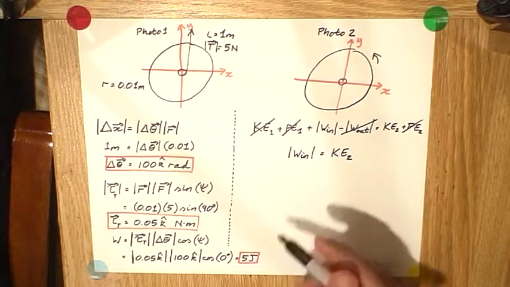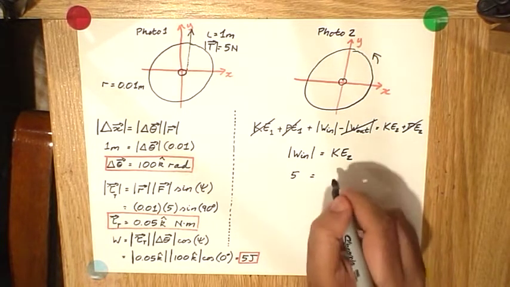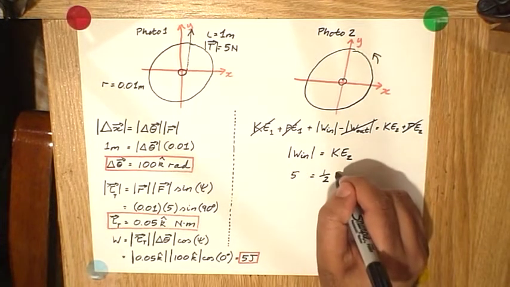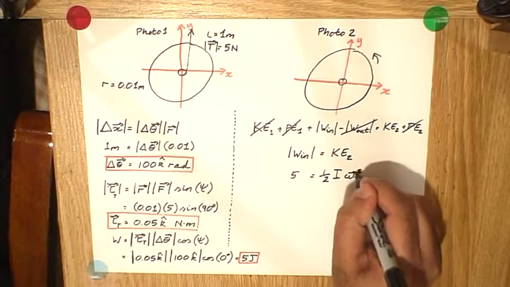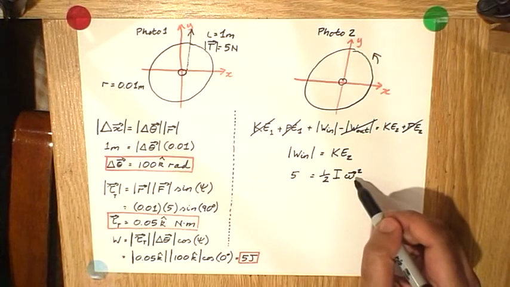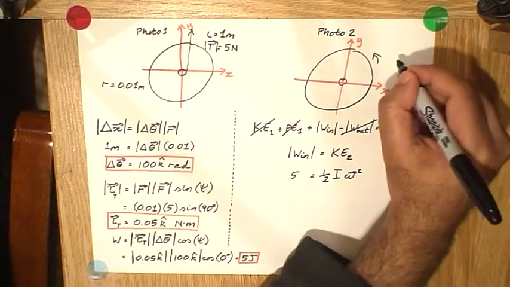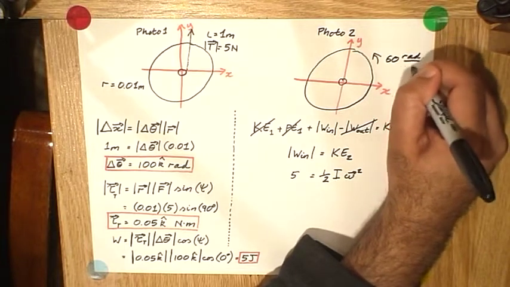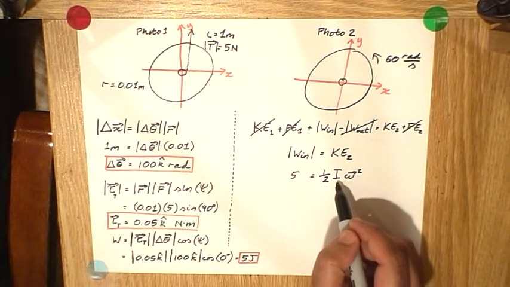We just calculated it, 5 joules. And what is the definition of KE2? Kinetic energy is equal to 1/2, in rotation, it's equal to 1/2 I times omega squared. Omega being the spin rate, the angular velocity. So, now that we have all of this information, and especially since we were told that the spin rate is 60 radians per second, we now have enough information to solve for what I is.